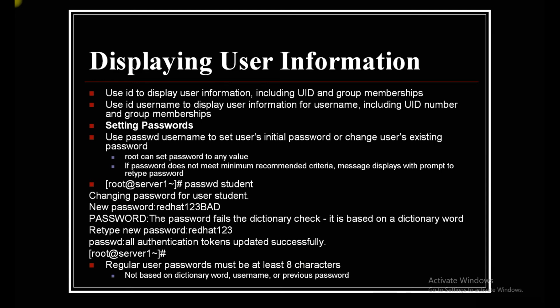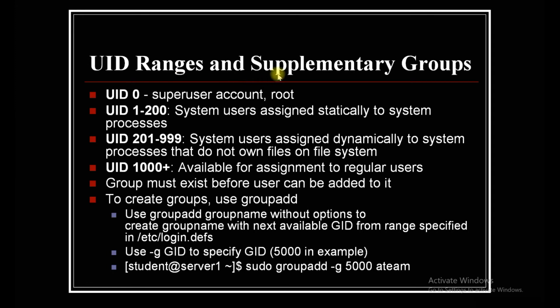Okay, let's move to the next slide. UID range. We have a specific range. 0 is definitely for the root account, 1 to 999 for the static accounts required by the system, and 1 to 999 for system users such as mail, tcpdump, or any other user which you install. For that particular user it will be assigned. And 1000 plus is always available for the manual users, whatever you create manually.